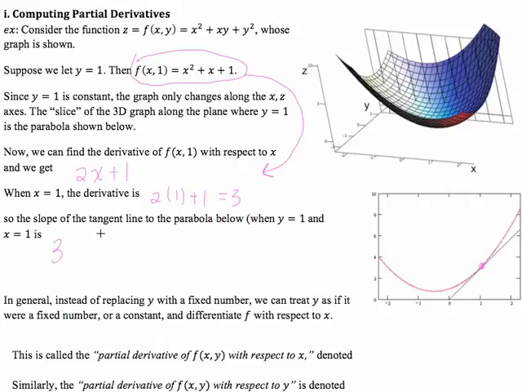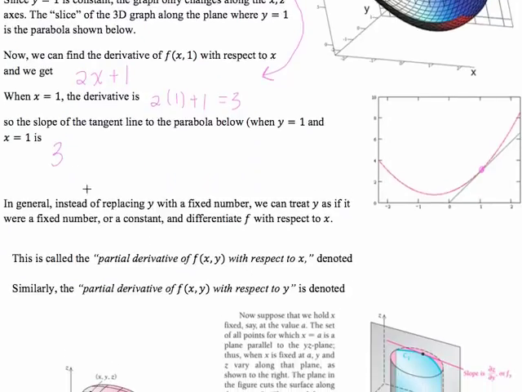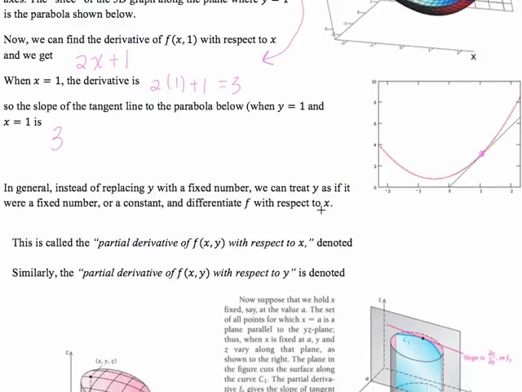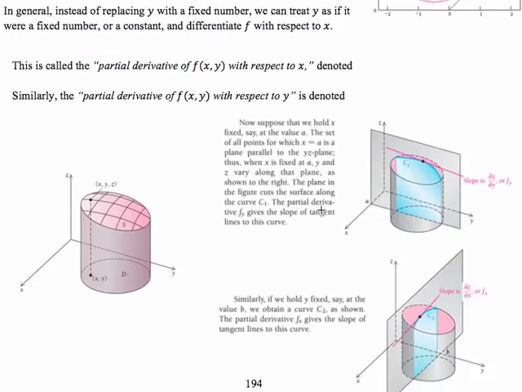Generally you can compute these derivatives, but we don't always want to plug in numbers for one of the variables because that makes it more specific. We like to keep things general. So instead of actually plugging in a number for y, you can just pretend y is a number and then plug in a number later when you want to find the slope of a tangent line somewhere. So in general, instead of replacing y with a fixed number, we can treat y as if it were a fixed number or a constant and differentiate f with respect to x. When we do that, we get what is called the partial derivative of f with respect to x.